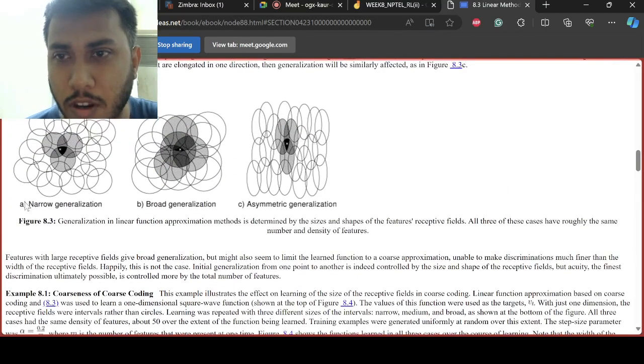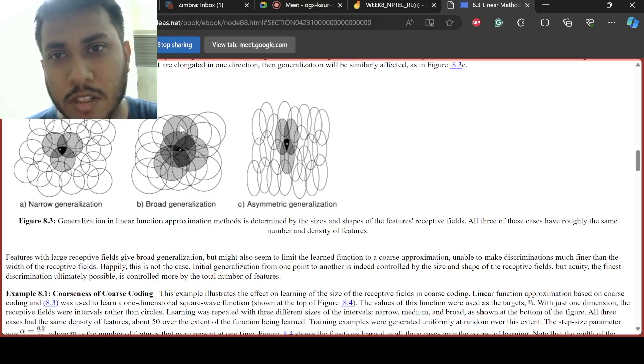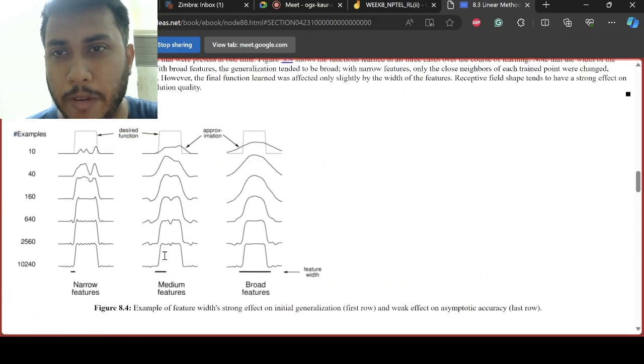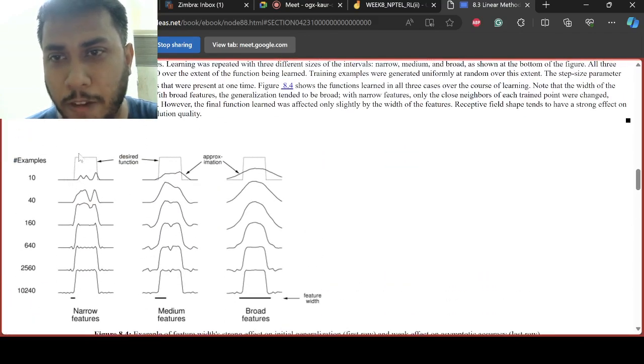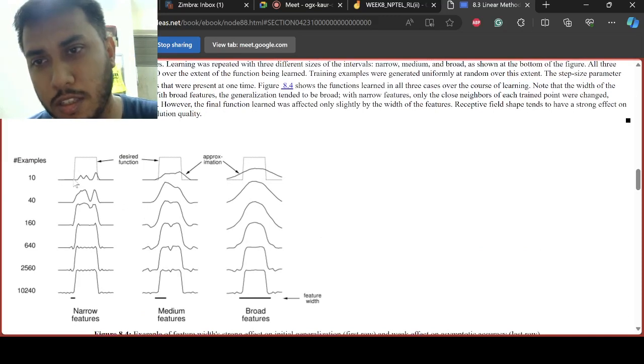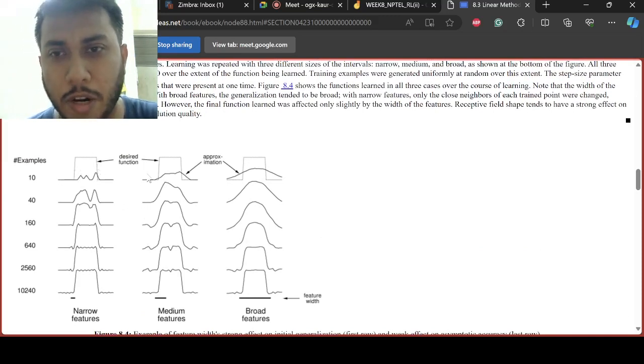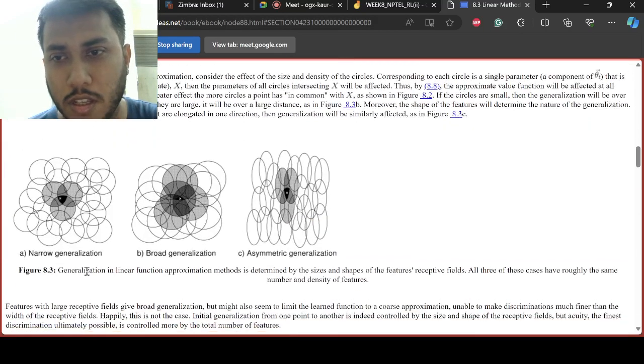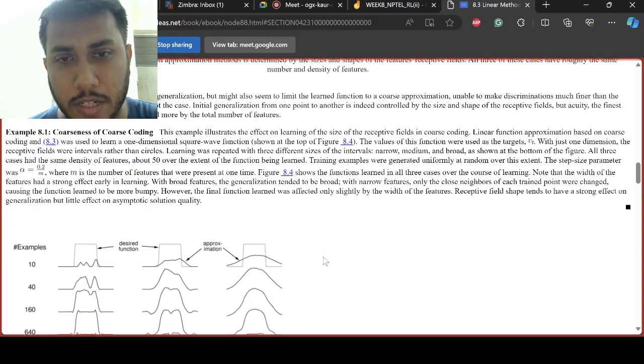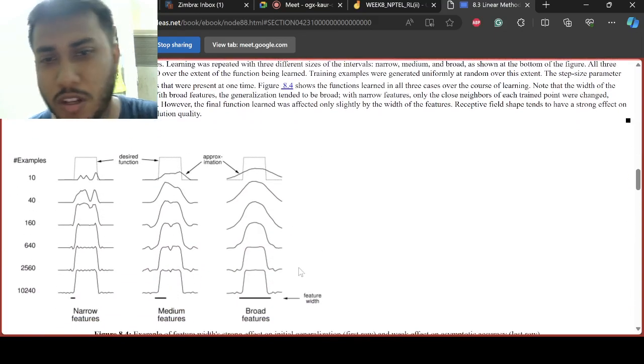So this is something called narrow generalization. You see, there are only very few overlapping circles. This is called broader generalization, and this is called asymmetric generalization. This one has much more overlapping circles. Now typically this is the function you are trying to approximate. See, this gray one is the thing you want to approximate. This is using narrow features, this is using medium features, and this is using broad features. Narrow, medium, broad. Sorry, asymmetric is not there.